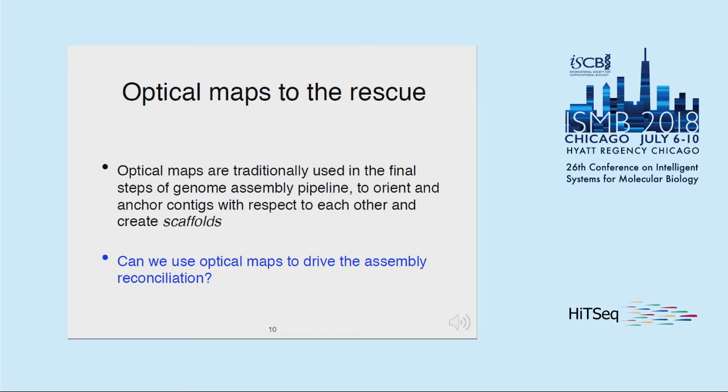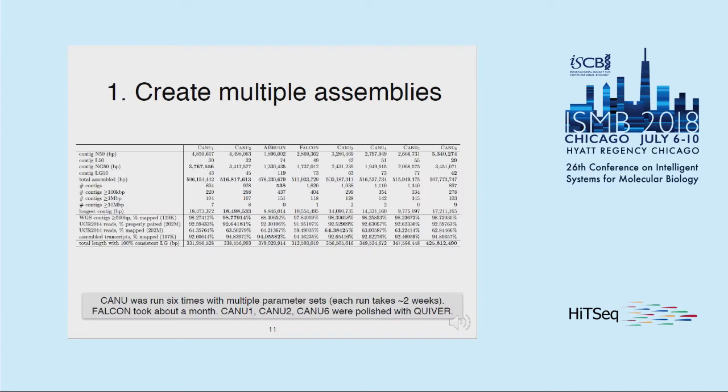Here we use the optical maps in a different way. Instead of doing scaffolding, we use them to drive the assembly reconciliation. Based on the optical maps, we got some high-level idea to solve the problem of assembly reconciliation. So first of all, as we said, we use different genome assemblers and different parameters to generate multiple assemblies. In this example, we use 3 genome assemblers for third generation sequencing, Canu, Abruijn, and Falcon to generate 8 assemblies.